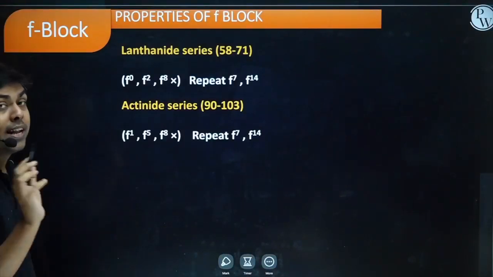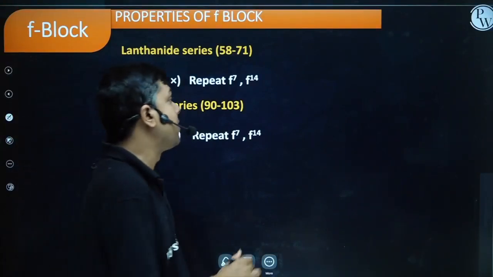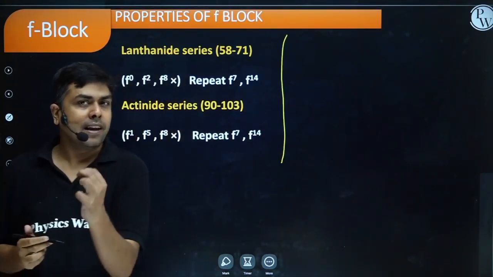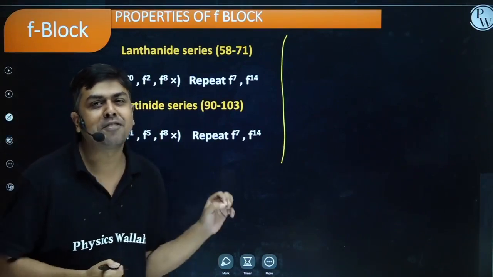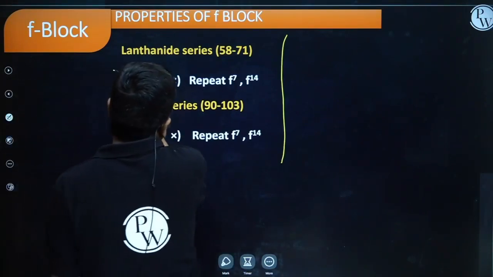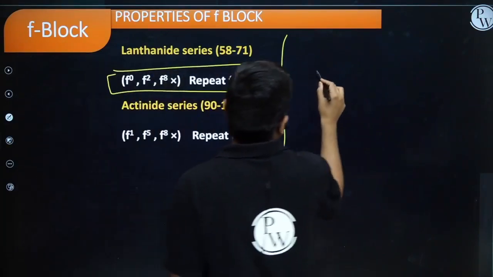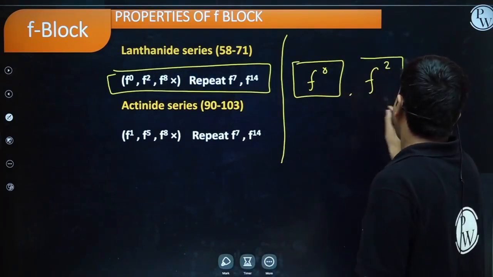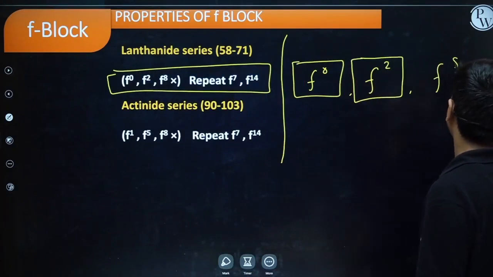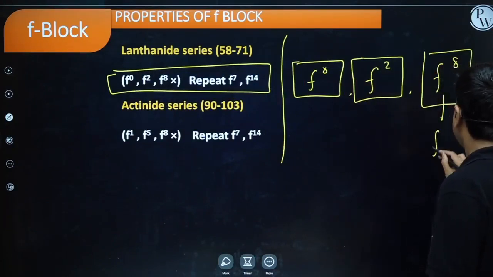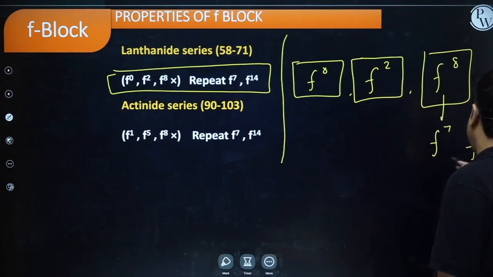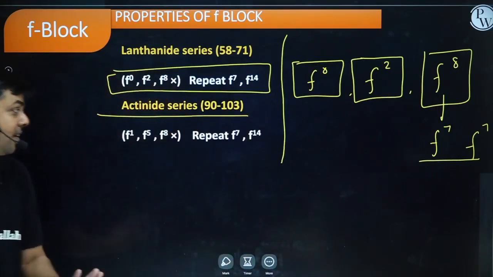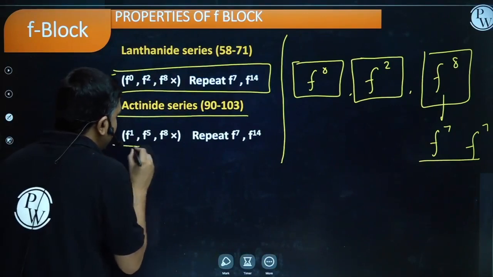Students, if I talk about the electronic configuration, this configuration is really, really important. Just like d block elements, where we have certain exceptions in the trend, here also we'll have certain exceptions in the trend. In the 4f series, I'm not going to use the f0 configuration, I'm not going to use the f2 configuration, and I'm not going to use the f8 configuration. Instead of f8, I will repeat the f7 configuration, right? Now, in the actinide series, I'm not going to use the f1 configuration.